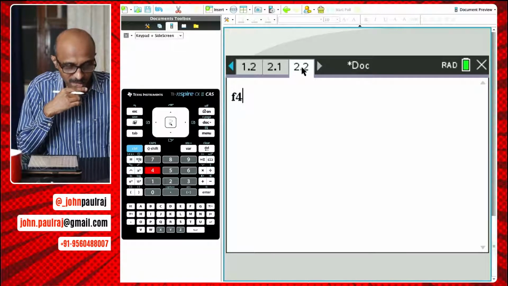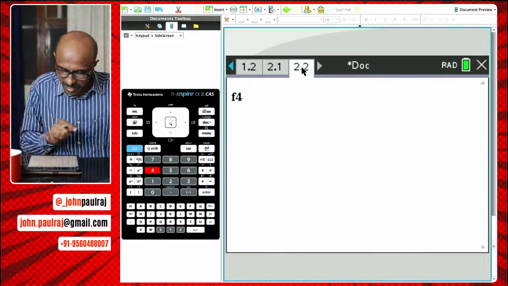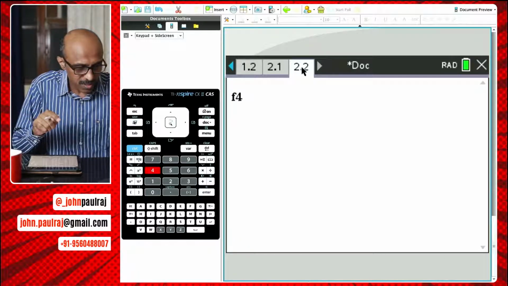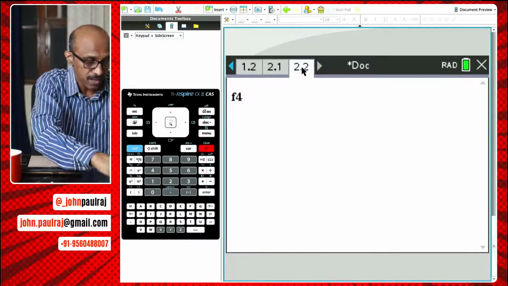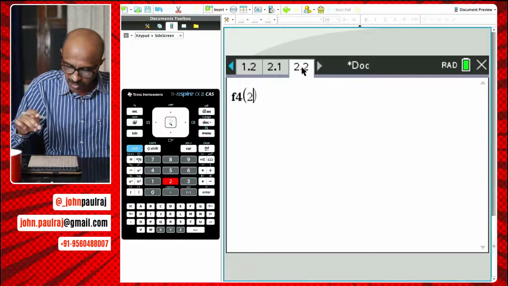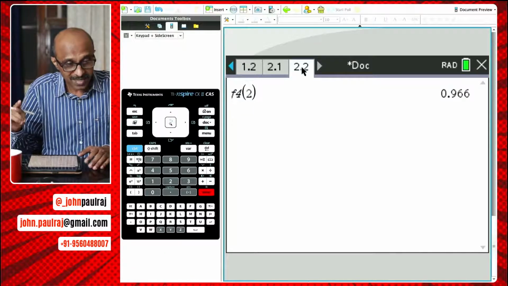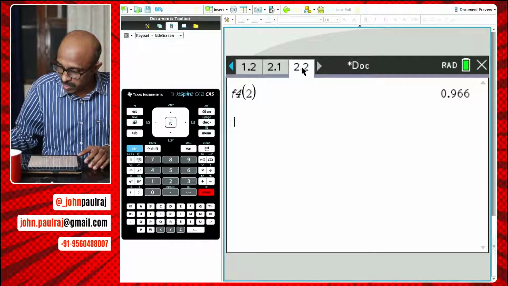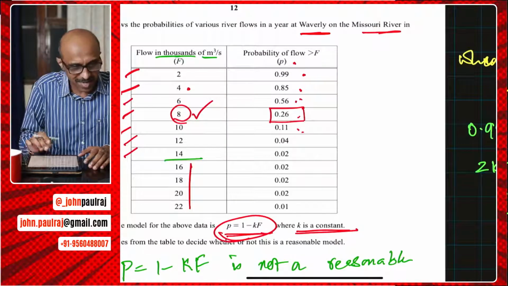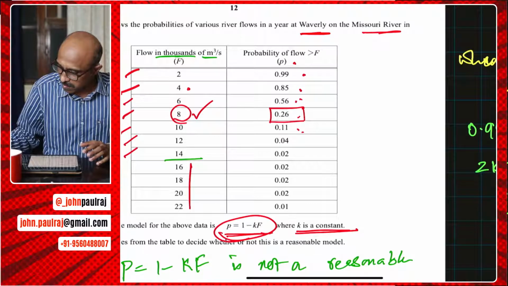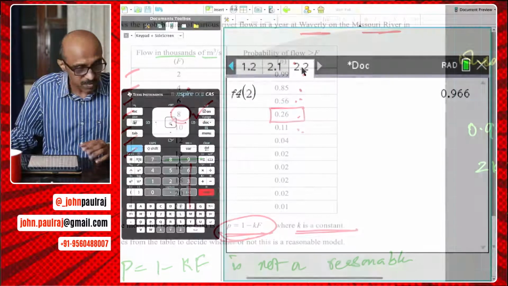Okay, F4, and remember along the X it was capital F, right? So I'm just going to put capital F, sorry, not like that, 2, the first value in the data set, and I'm going to hit enter. 0.966. Okay, I'm just going to bring you guys back to this table, and you can see that it's 0.99, close enough, right? And then I come back to the computer.